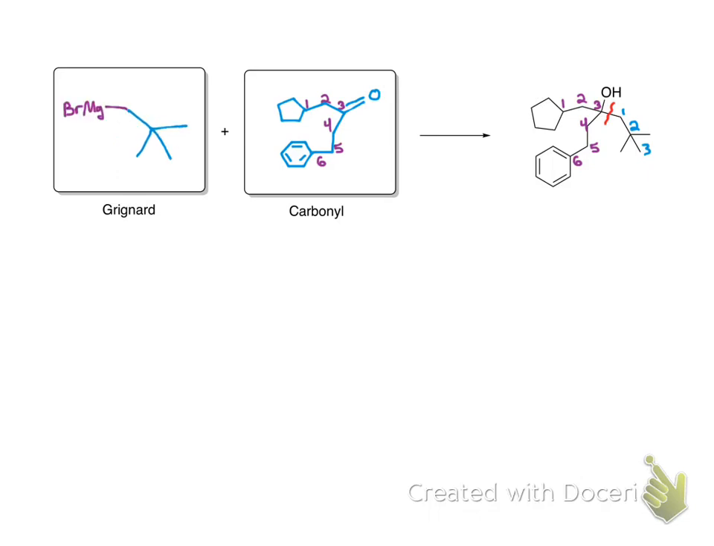Okay, so now let's count the total carbons in our Grignard and our carbonyl. We've got 5 total carbons in our Grignard and 15 carbons in our carbonyl for a total of 20. Woo! That is the number we were looking for. Okay, now let's try the final combination we could make for this one. This time we're going to make our Grignard carbonyl cut right there.